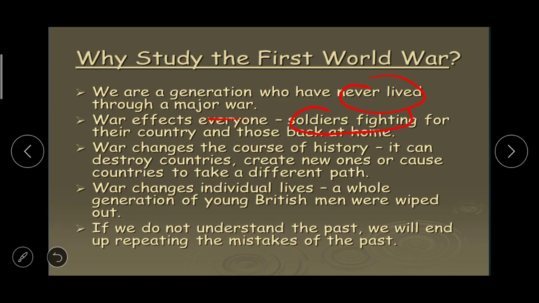War changes the course of history. It can destroy countries, create new ones, or cause countries to take a different path. War changes individual lives. A whole generation of young British men were wiped out. If we do not understand the past, we will end up repeating the mistakes of the past. And to not repeat these mistakes, we are studying history.